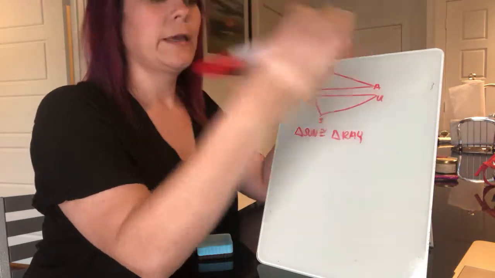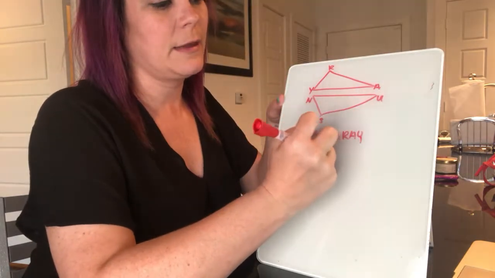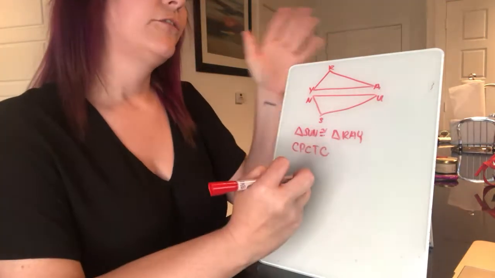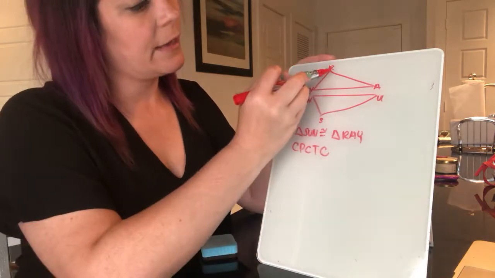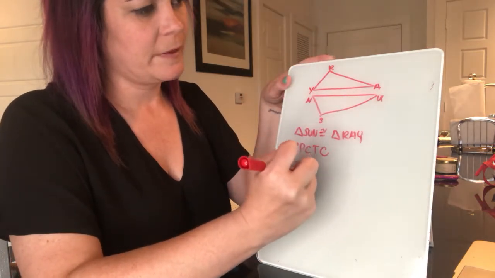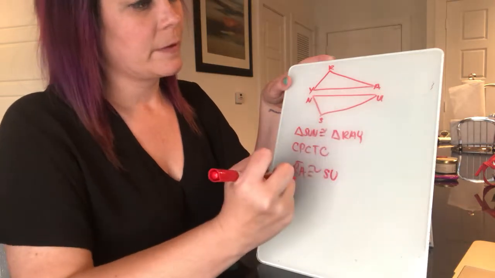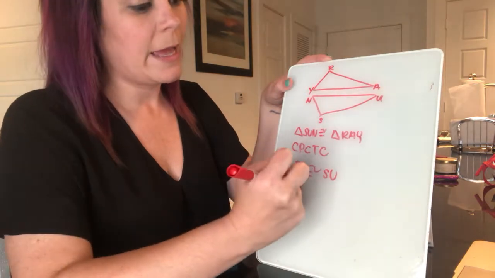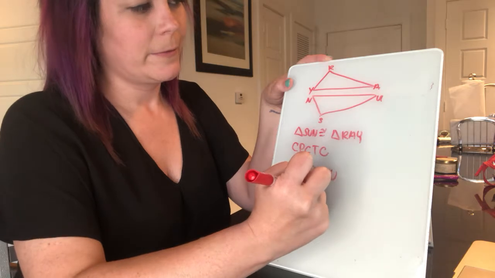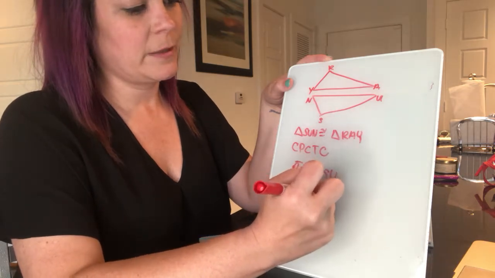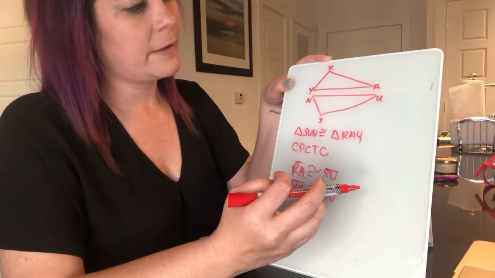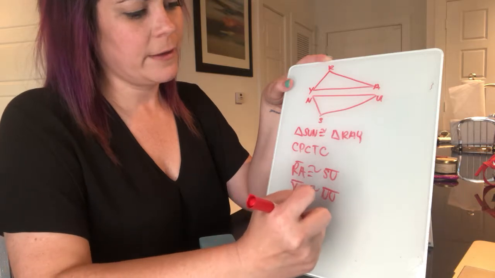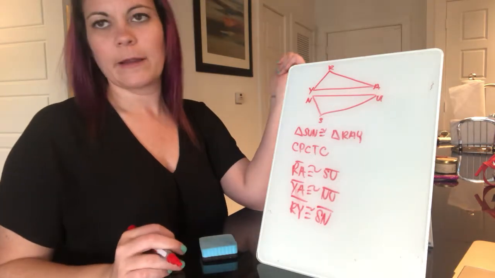So if I know that they're congruent, I know that CPCTC is true. Corresponding parts of congruent triangles are congruent. So with that said, RA is congruent to SU. YA is congruent to NU, and RY is congruent to SN. So corresponding parts of congruent triangles.